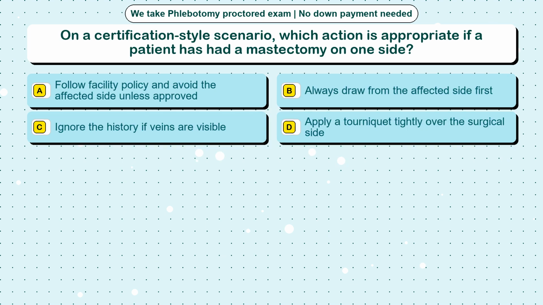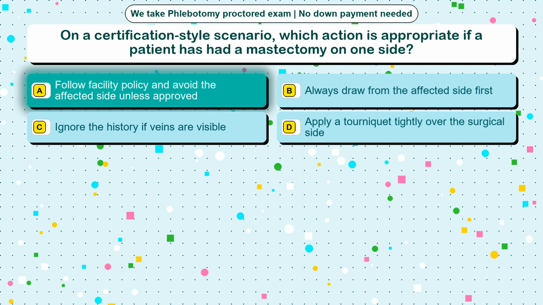Question 99. On a certification-style scenario, which action is appropriate if a patient has had a mastectomy on one side? Option A. Follow facility policy and avoid the affected side unless approved. Option B. Always draw from the affected side first. Option C. Ignore the history if veins are visible. Option D. Apply a tourniquet tightly over the surgical side. The correct answer is option A.